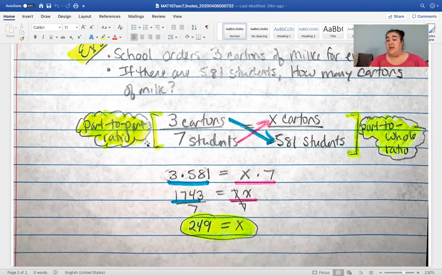Now, over here on the side, I want you to notice something. Earlier, we mentioned how there are 2 types of ratios that we can use. We can use them together in the same problem to solve problems. For example, you'll notice that 3 cartons to 7 students is a part-to-part ratio, whereas the one that we're solving for, X number of cartons to 581 students, is a part-to-whole ratio. So that's usually the kind of setup that we end up having when we're using ratios to help us solve problems.